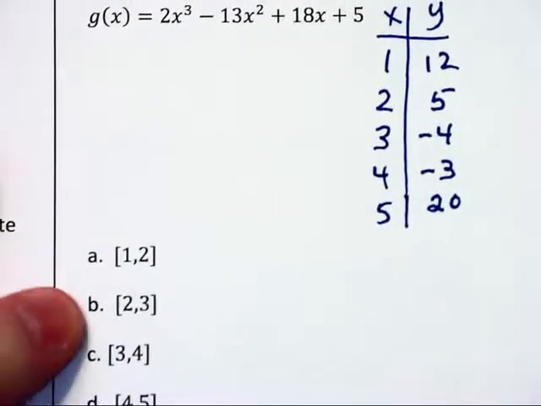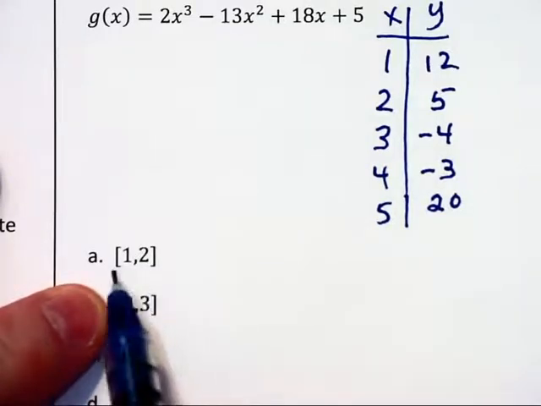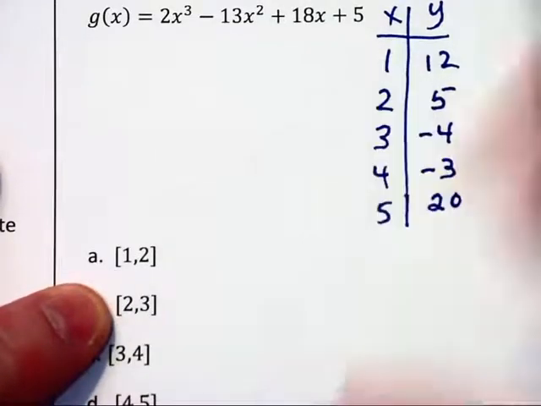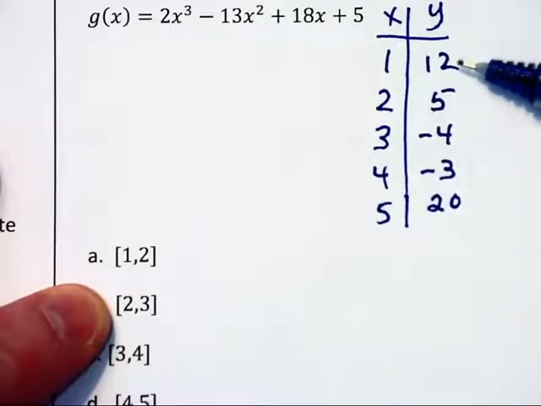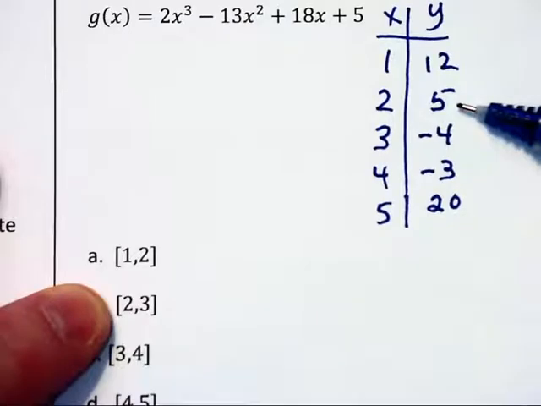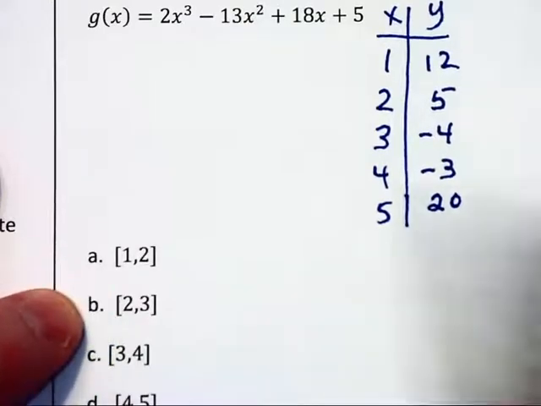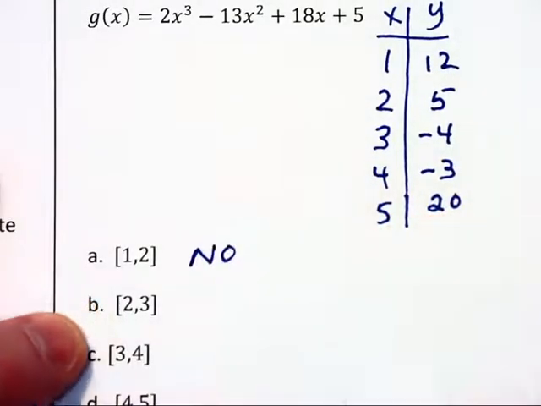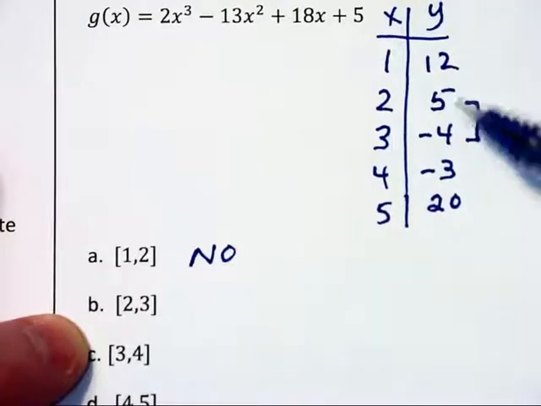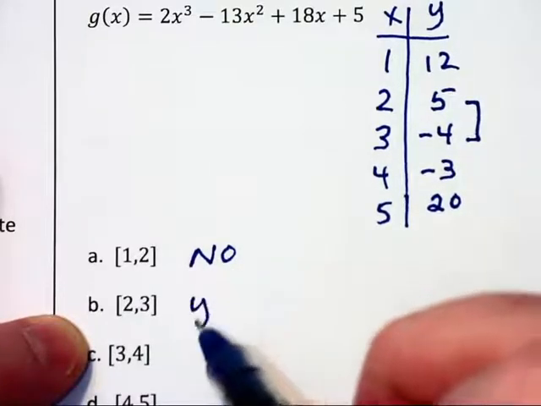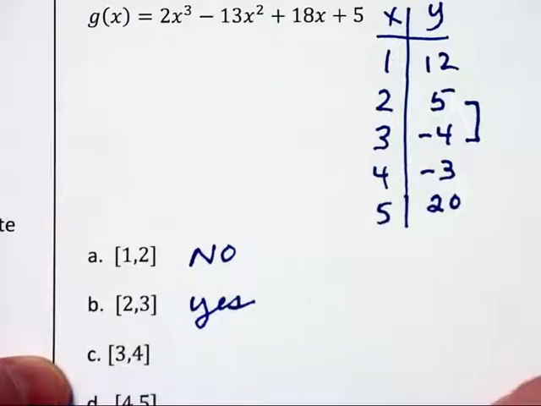Now the first question is, will there be a 0 on the interval from 1 to 2? Well, notice how at x equals 1 we have a positive function value, and at 2 we have a positive function value. It's positive in both places, so no, there's no guarantee on that interval. But between 2 and 3, it's going from positive to negative, and so somewhere between 2 and 3 it's going to have to cross through and have a 0 value.